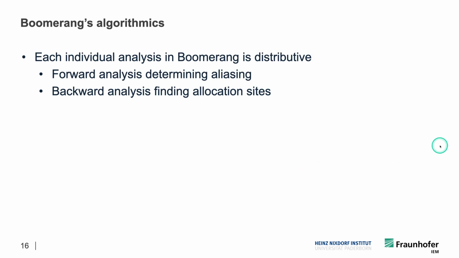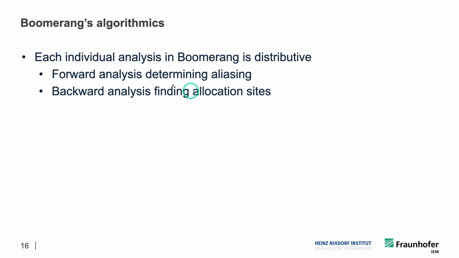Now, again, why is this interesting? In fact, I think it's a really brilliant design because each individual analysis in Boomerang is actually distributive. So we've seen this. We've seen the first forward pass. All the gray edges are distributive. Then we've seen the backward pass that was also distributive. So we never left the distributive framework here. And we saw the sort of third forward pass that was propagating these allocation sites further. That was again distributive.